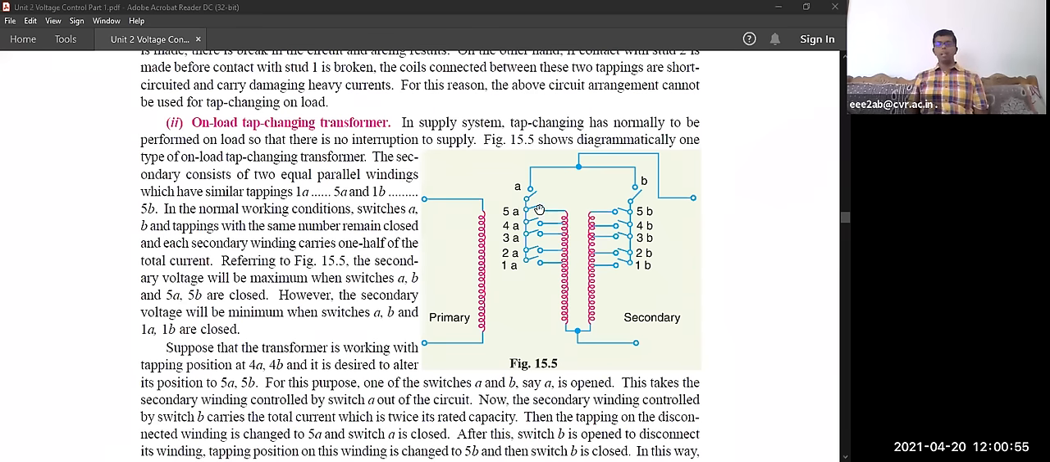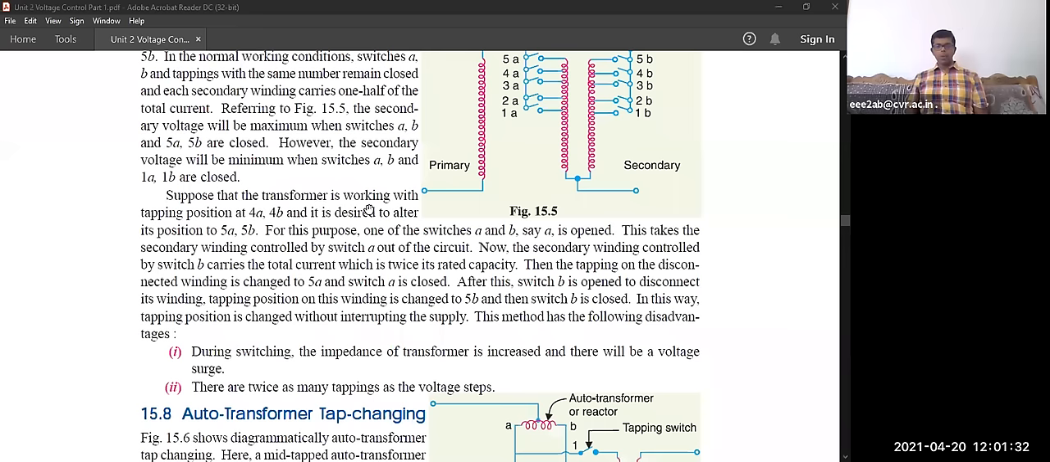Similarly, when 5A and 5B and switch A and B alone are closed, the voltage on the secondary side will be maximum. However, the secondary voltage will be minimum when the switch A and B and 1A and 1B are closed. When A and B are closed, and 1A and 1B alone are closed this time, the voltage will be very minimum in the secondary side.